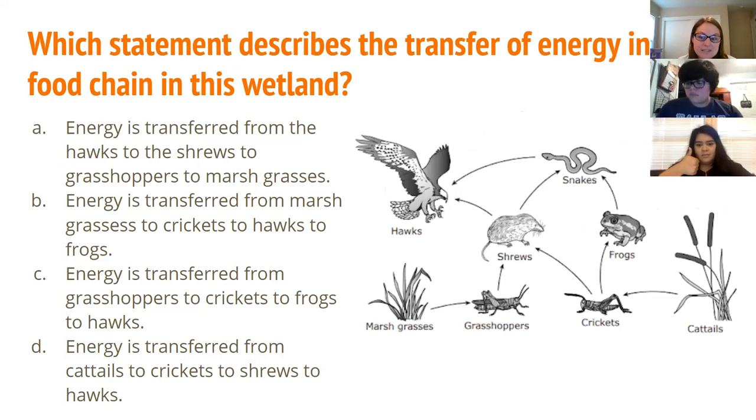Okay, so let's talk about this question real quick. What answer did you guys get for this one? I picked D for this one. Okay. And the reason why I picked D is because I saw that we started off with the cattails, which is the very bottom, and then it went to crickets, and then to the bigger animals, the shrews, and then the bigger animal, the hawk. Okay, good. So it looks like you already can identify the food chains within the food web, so that's good.